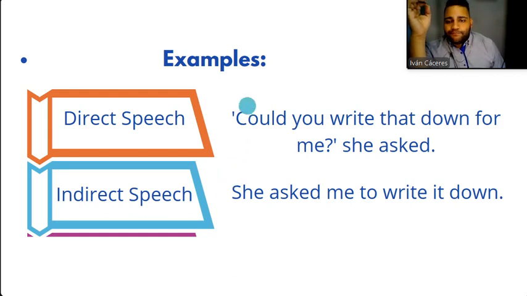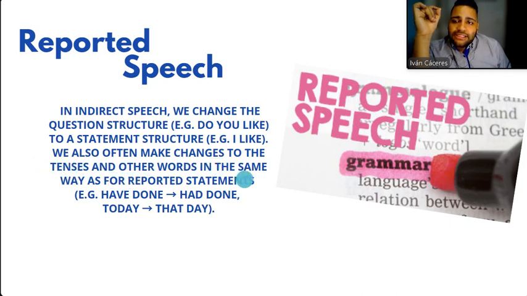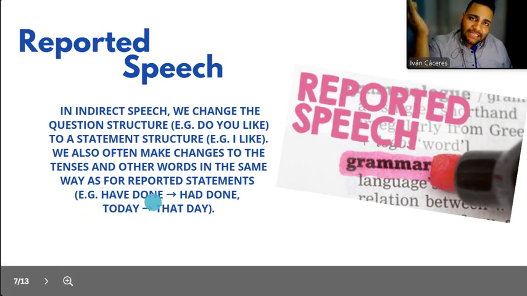Good. Now let's go with some more information. It says, in indirect speech, we change the question structure, as I said before. For example, "do you like" changes into "if I like". Remember that you should have "if" here. And we also often make changes to the tenses and other words in the same way as for reported statements. For example, "have done" turns into "had done". "Today" becomes "that day".